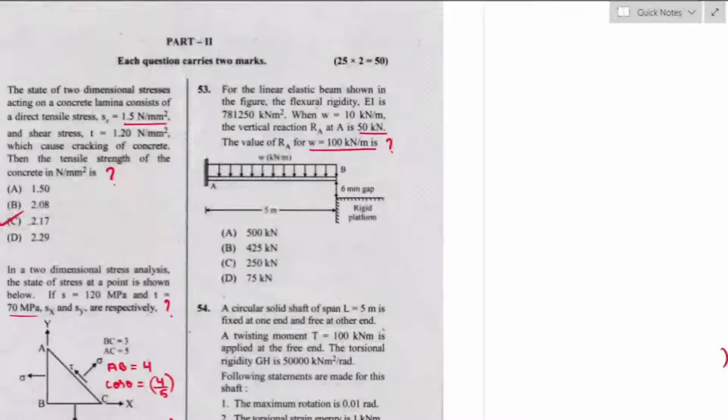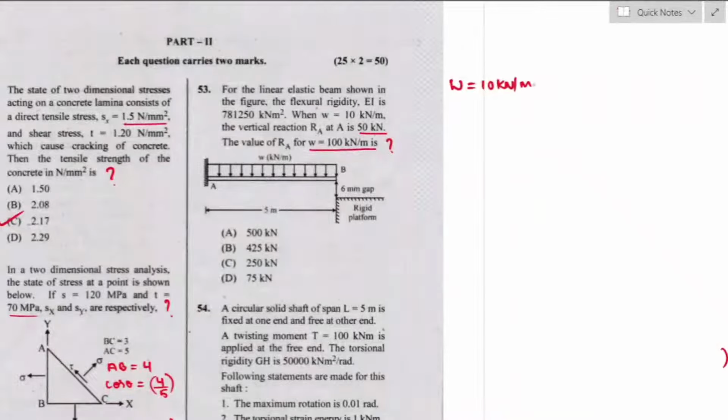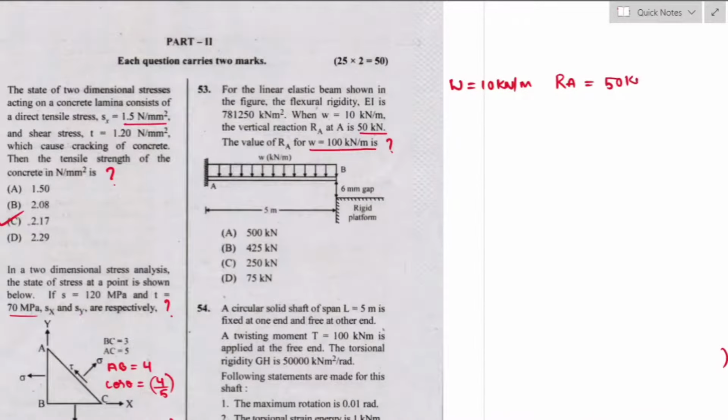This is a cantilever beam with a fixed end at point A, which is resting on a rigid platform with a 6 mm gap, of length 5 meter. In the question it is asked to find the vertical reaction due to change in load. For intensity of the load 10 kN per meter, the vertical reaction at point A will be 50 kN. If the intensity of the load is changed to 100 kN per meter, they are asking to find the vertical reaction at point A. In order to determine this, first we have to find the deflection due to 10 kN per meter load.